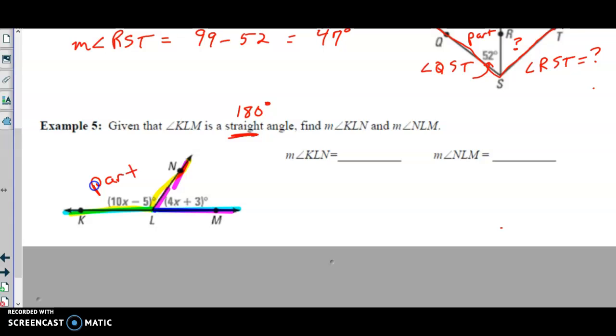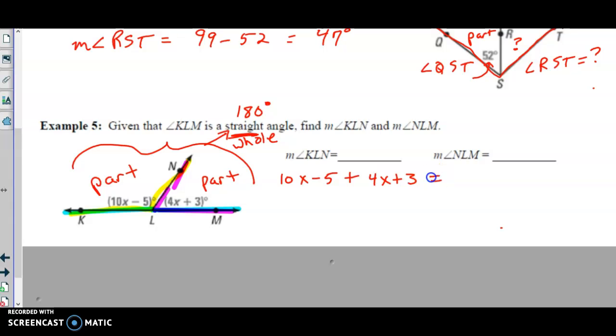So again, it's just like segment addition postulate. We've got the two parts, and we know that the whole thing is that straight angle, which is 180 degrees. So part 10x minus 5 plus the other part 4x plus 3 equals the whole amount, which was the 180 degrees, because together they make a straight angle.